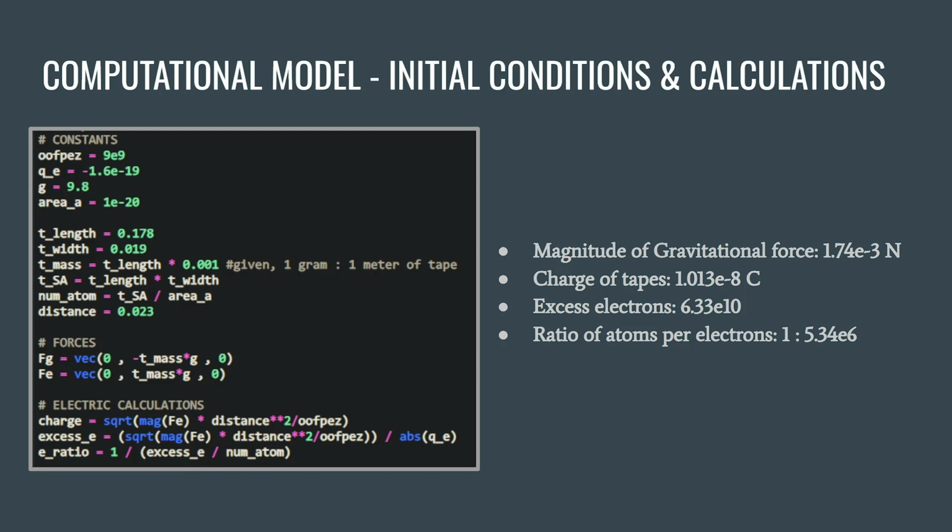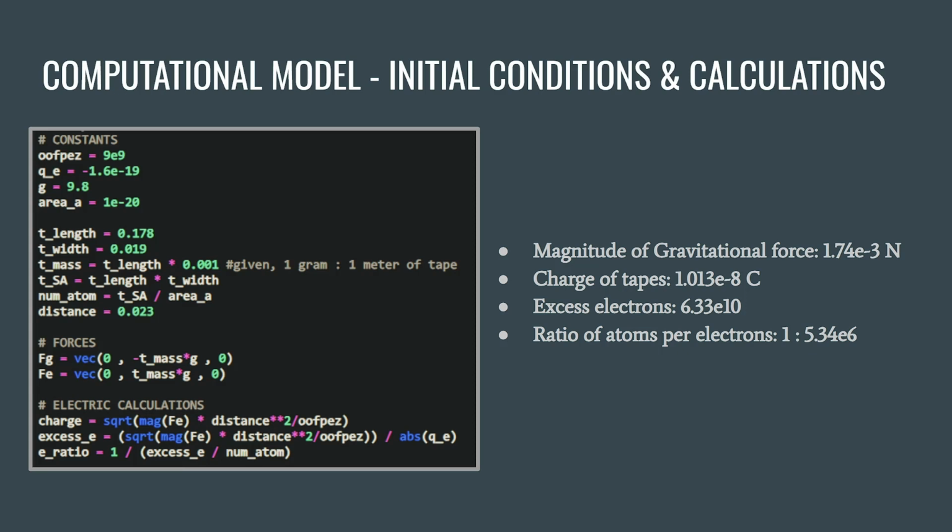Here are the initial conditions and calculations for the computational model. If you would like to look at it in greater detail for each value and how it was calculated, then you can pause here. It's important to note that the calculations for the charge of the tape utilize the rearrangement of the electric force equation shown prior. Moreover, the excess electrons are found by dividing the charge by the absolute value of the charge of an electron.